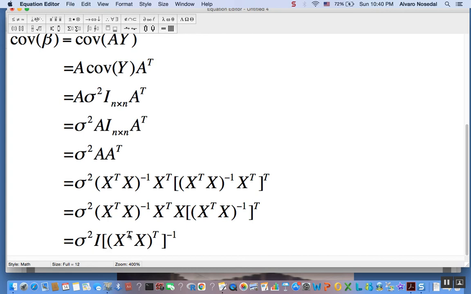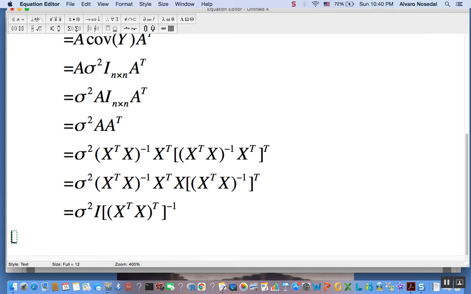And then when you do this, X transpose X transpose, guess what? You end up with X transpose times X transpose transpose, which is just X, right? So in the end, you will have just this, times the identity matrix, it's that, and that's it. Okay? Make sense?